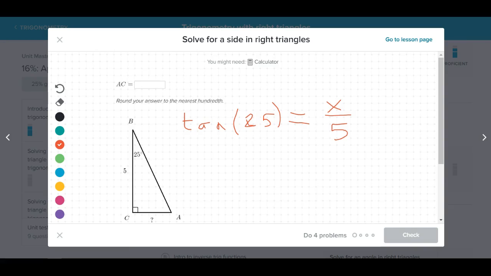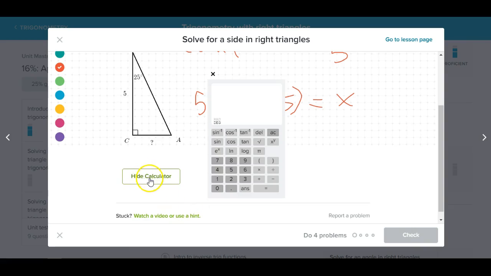But what if I don't have that? Well, I could multiply both sides by 5, and I would end up with x equal to 5 times the tangent of 25. Oh boy, I can tell it's not very neat trying to write on the screen like this. I'm sorry about that, but 5 times the tangent of 25. And they've got a calculator built in right here, so I'm going to use that.